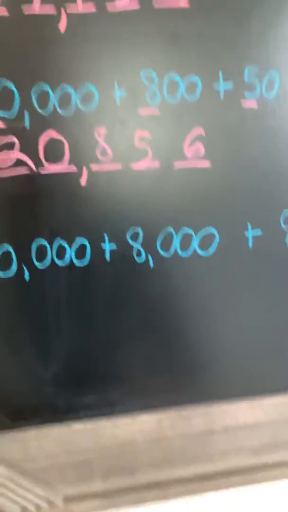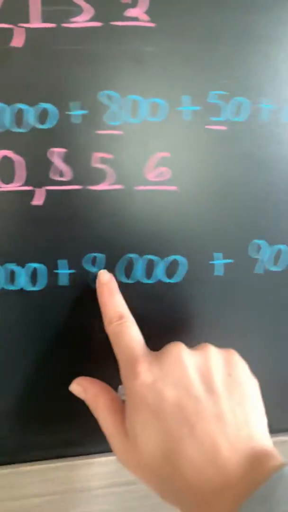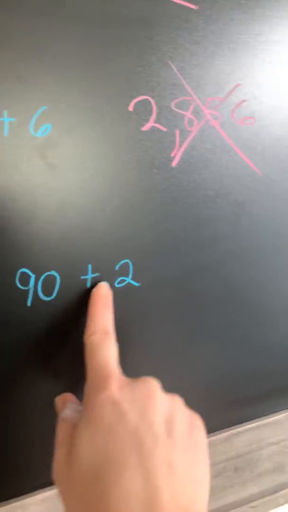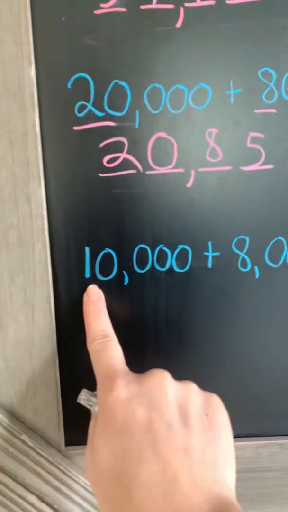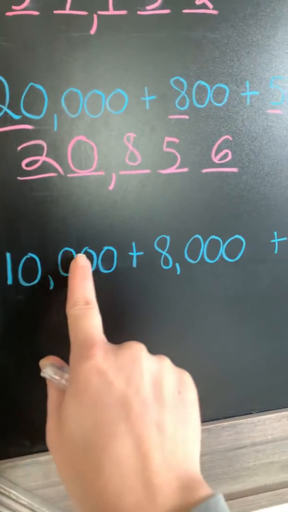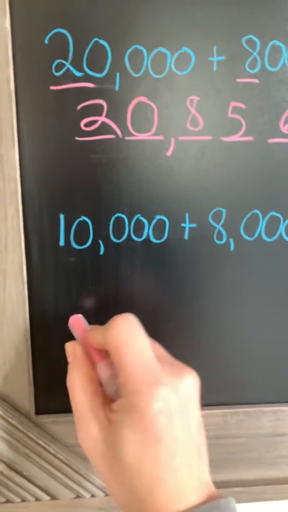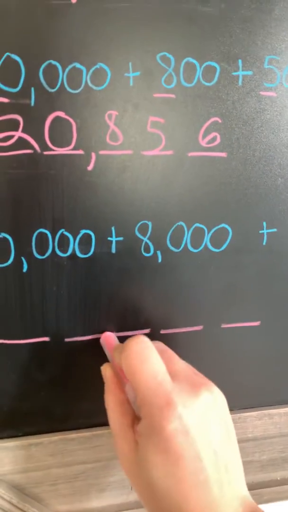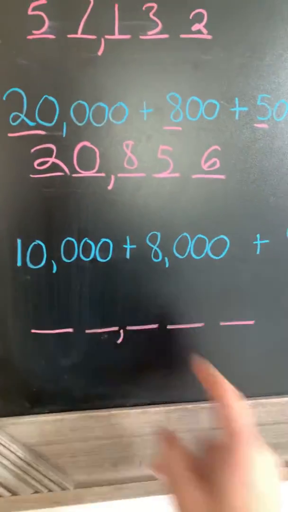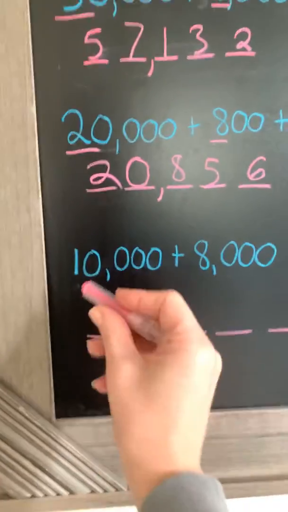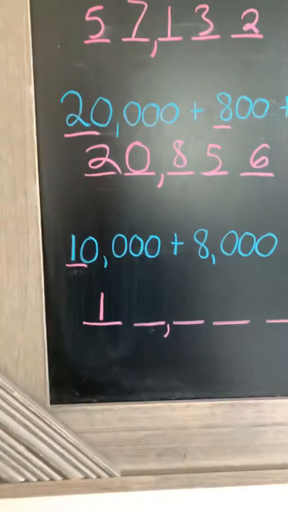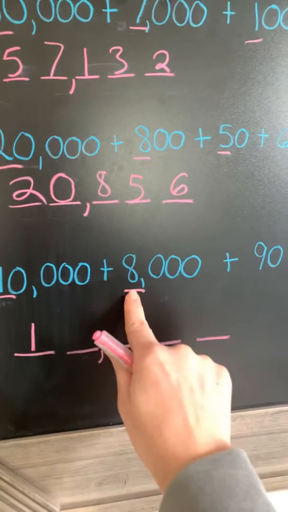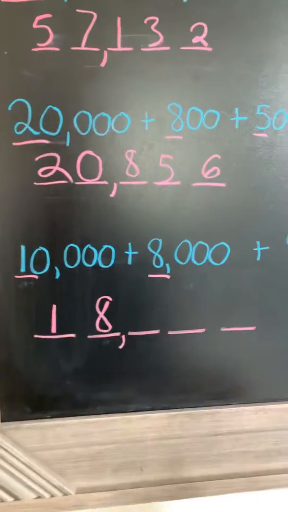Okay, same thing down here. Here's my expanded form in blue. I have 1, 2, 3, 4 digits. But in my biggest number, I have 1, 2, 3, 4, 5 digits. Okay, so draw your lines. 1, 2, 3, 4, 5. Insert your comma between the thousands and hundreds place. Start with my biggest. Okay, that's 10,000. I'm going to put a 1 in my 10,000s place. Next, I have 8,000. Okay, 8 in my thousands place.